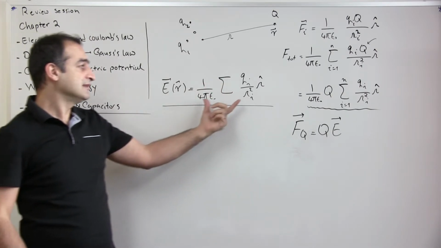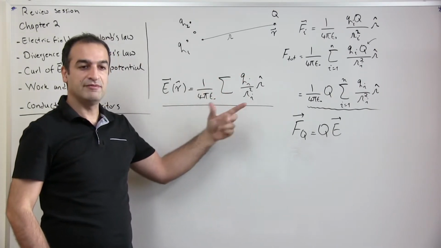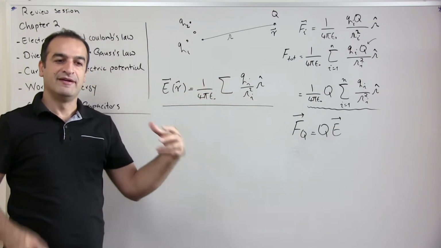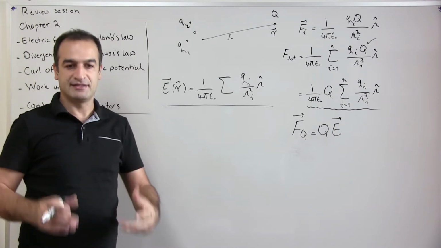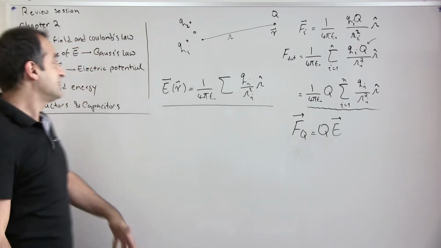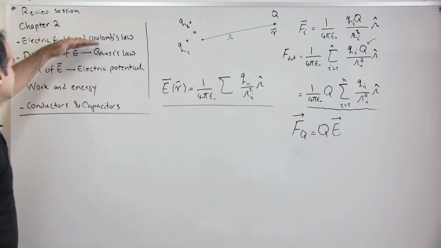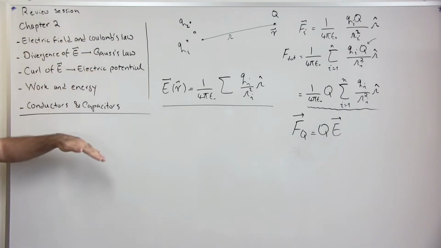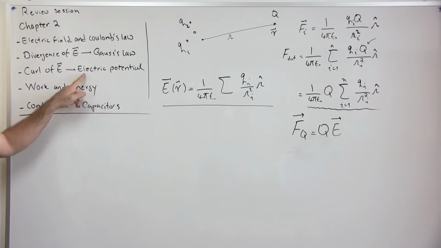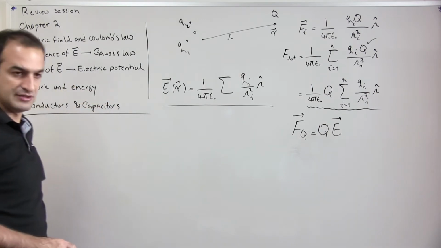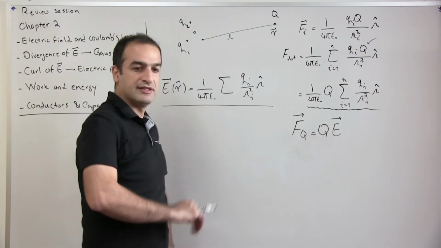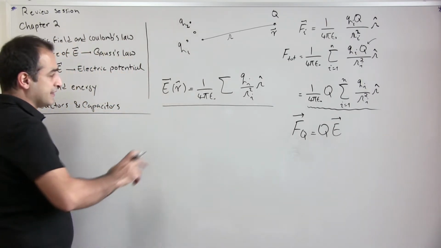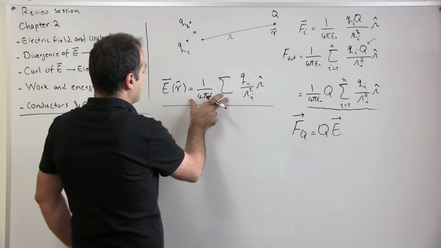Now, calculating these for point charges may be easy, but for continuous charges can be difficult, especially if there is no specific nice symmetry in the problem. So basically, in chapter 2, we're going to look at different methods to find electric field, and chapter 3 focuses on one of the methods, which is electric potential. So this is just to give you one overview. Okay, so this is electric field from point charges.